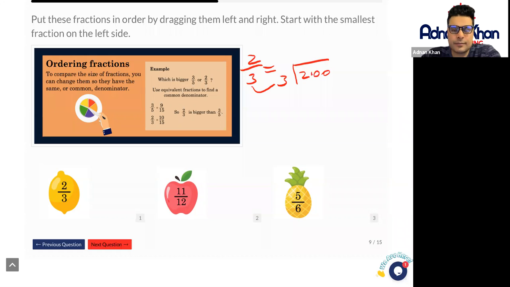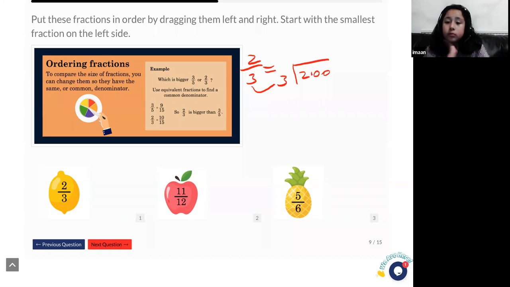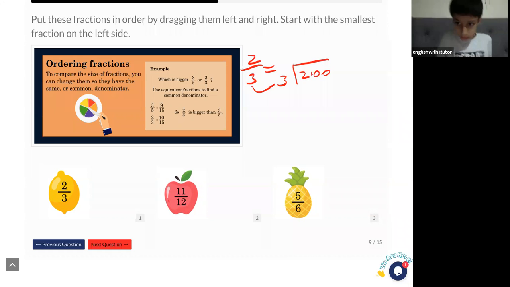Anybody got the answer yet? Yep. What did you get? 6.6 remainder 2. Let's have a look.